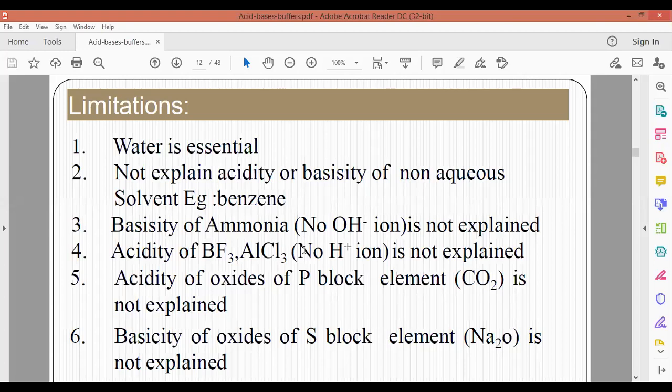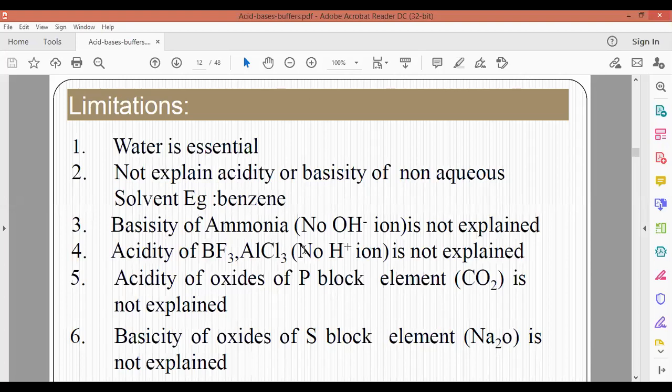For that purpose, this theory is not useful to explain the acidity or basicity of non-aqueous systems. Those compounds that are water insoluble, they are not able to explain the acidity or basicity of that compound. The example is nothing but benzene. Benzene is completely insoluble in water.